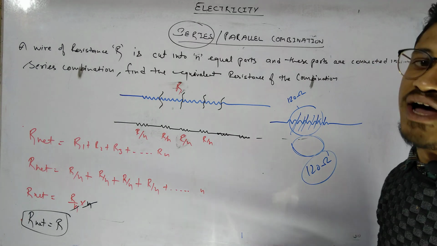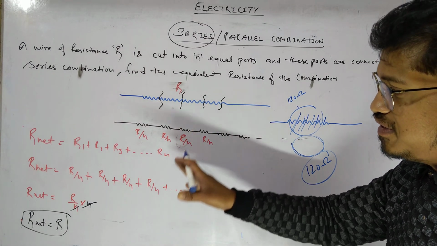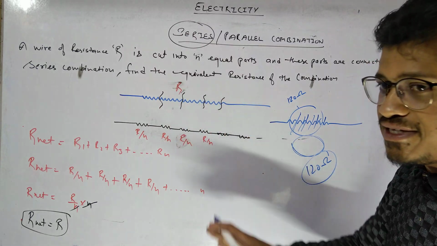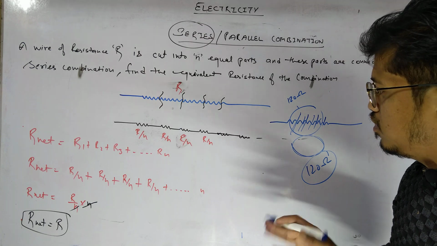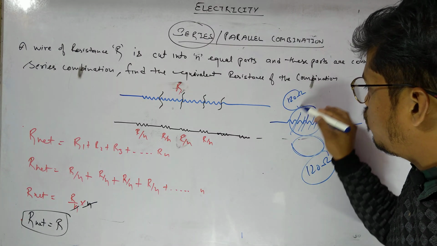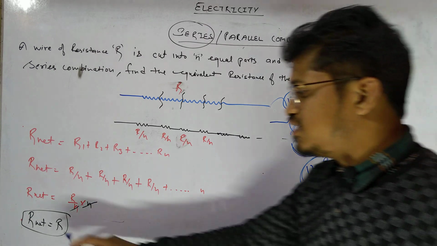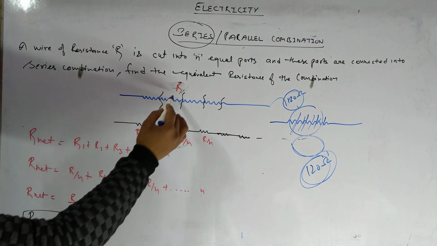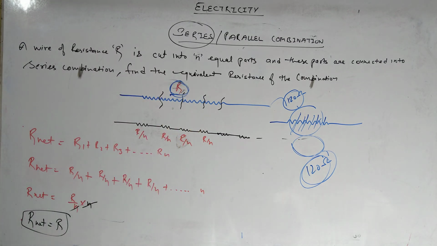Okay, so that's why I asked these questions. There is no effect in the series. If I cut the resistance, breaking it, and again add it, there is no effect. Before this is 120 and after adding this is also 120, so R net is equal to R, and we know very well the resistance before cutting down is R. So I hope you are getting the concepts.